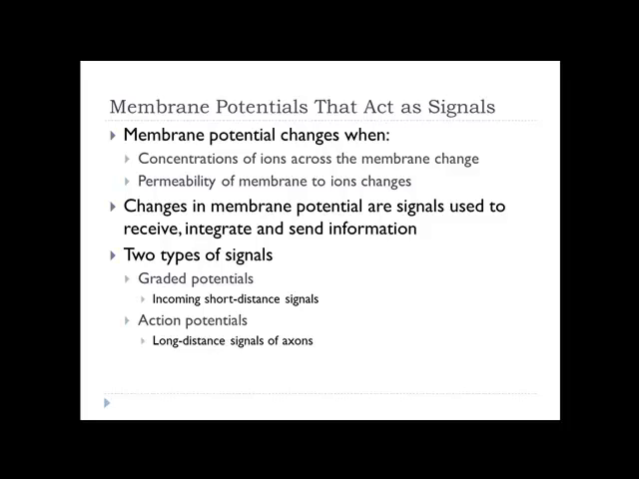With the changes in the potential, we'll have 2 types of signals. They can be graded potentials, or they can be action potentials. Graded potentials are going to be occurring in dendrites. Action potentials are going to be occurring in axons. Graded potentials can change in their strength. Action potentials are all or nothing. It goes or it doesn't go. It's 100% or it's nothing at all. These guys can build up to form action potentials.